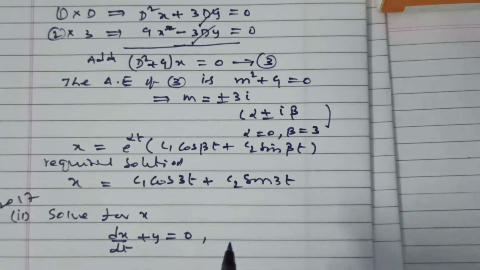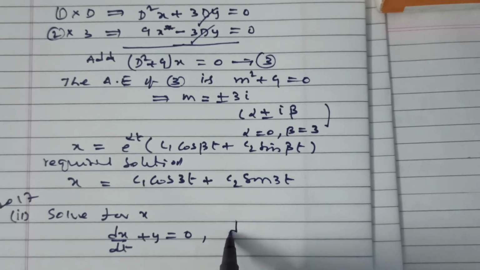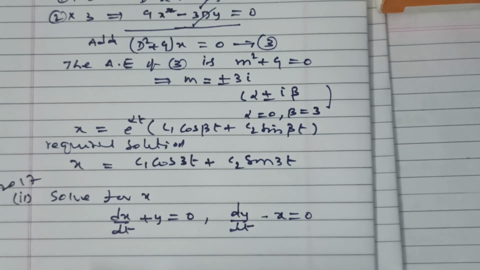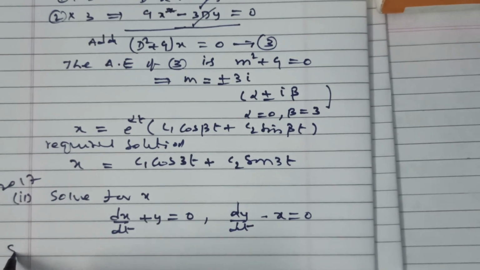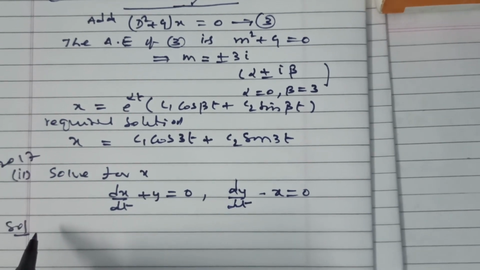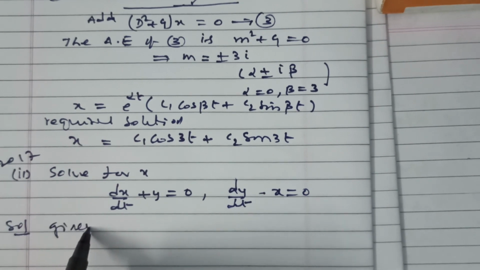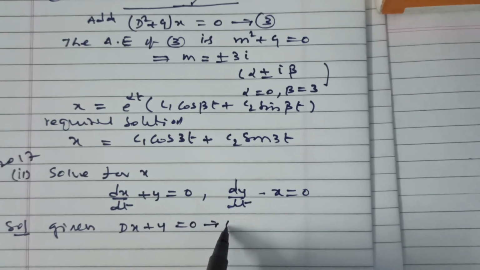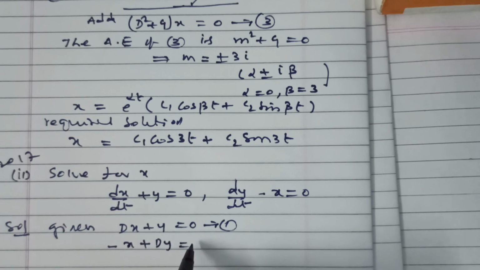second equation is dy by dt minus x is equal to 0. So given Dx plus y is equal to 0, minus x plus Dy is equal to 0.